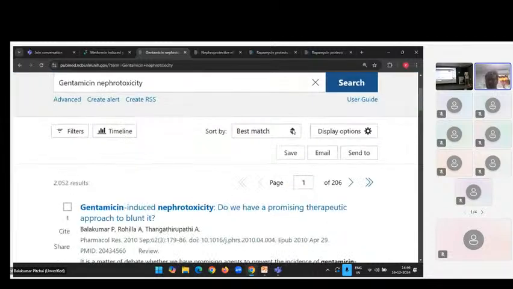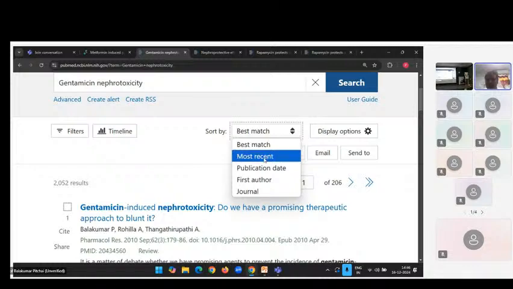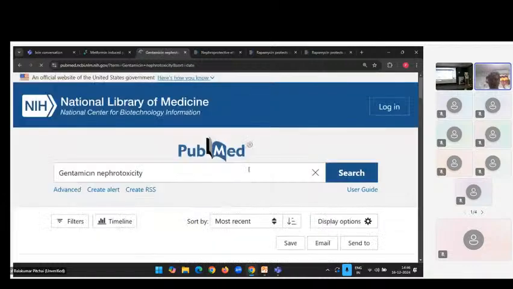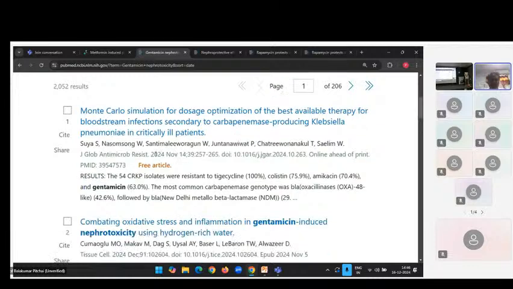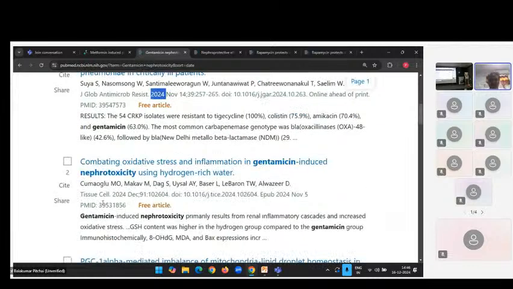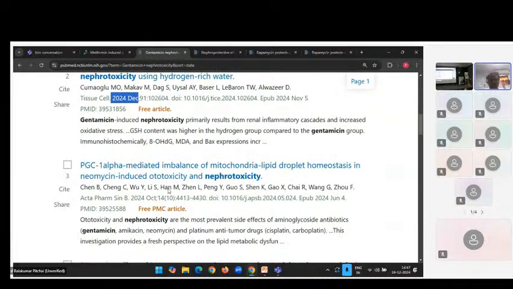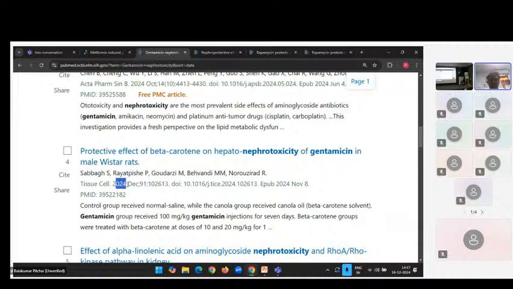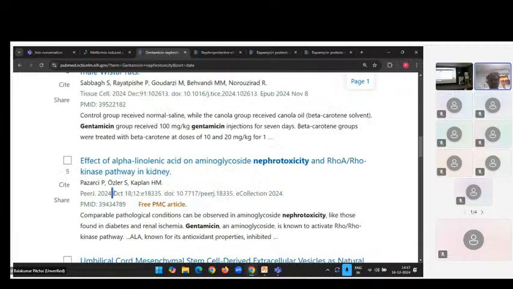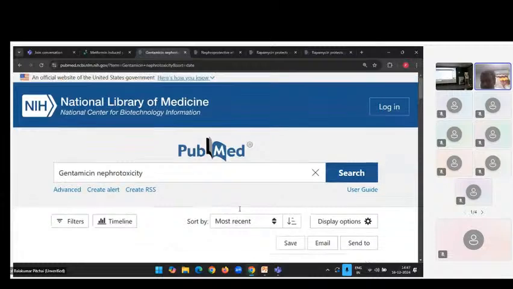So now I would request you to go for most recent. You will get it. See here, 2024 November, so it is a fresh one. 2024 December, a very fresh one. 2024 October. So this is the way they can get recent articles on the topic of their interest. Thank you, sir. Thank you.